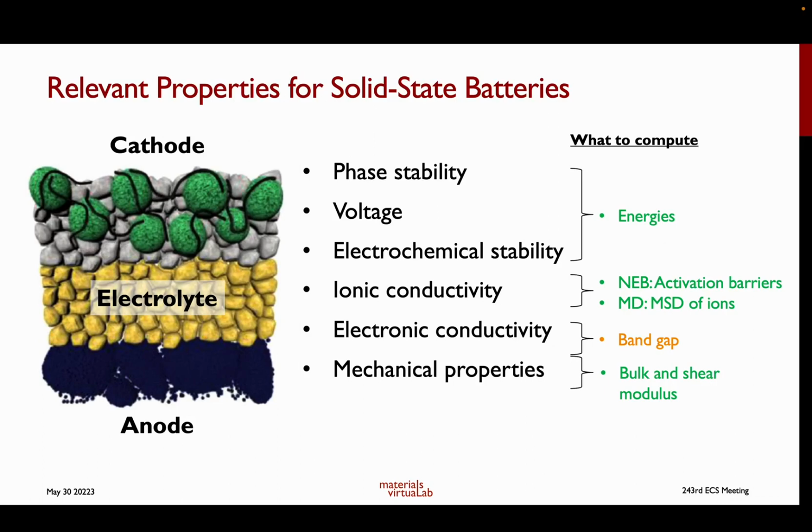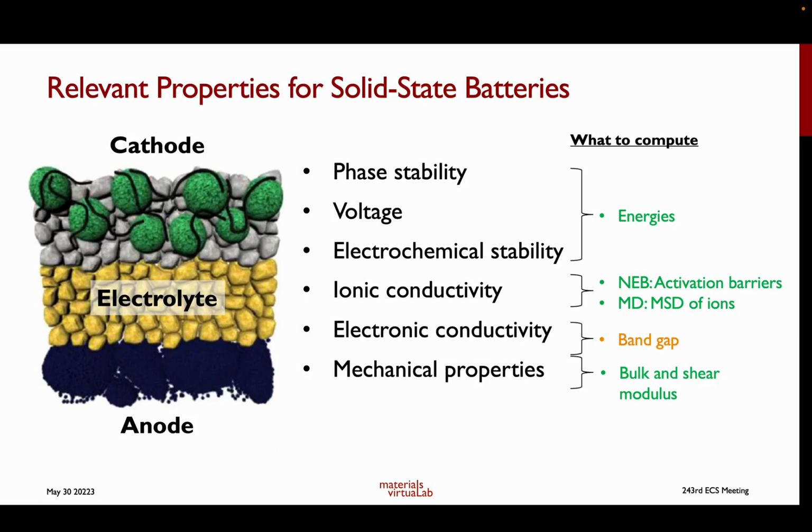And you have things like electronic conductivity. For electrolyte, you want it to be an insulator. For cathode, ideally, you want it to be an electric conductor. And finally, you also have some mechanical considerations like, well, is the solid electrolyte hard enough to withstand daily use, right? Now, it turns out that we can compute most of these properties today using density functional theory calculations, right?